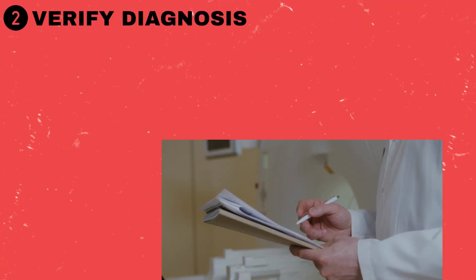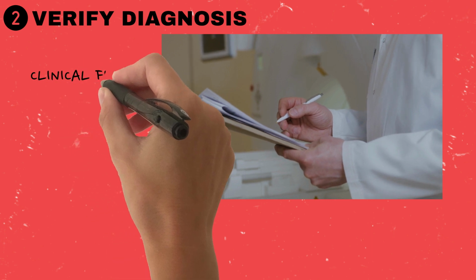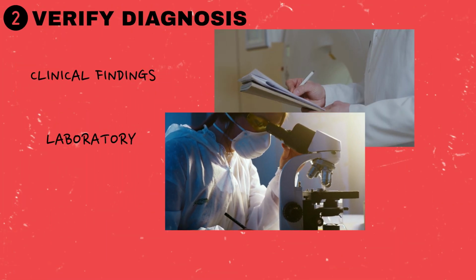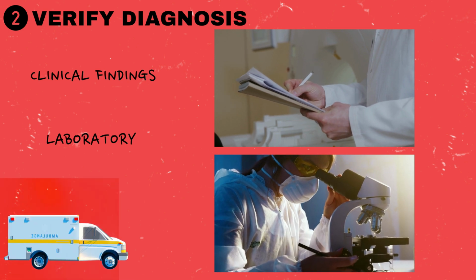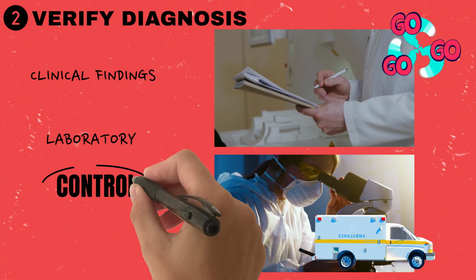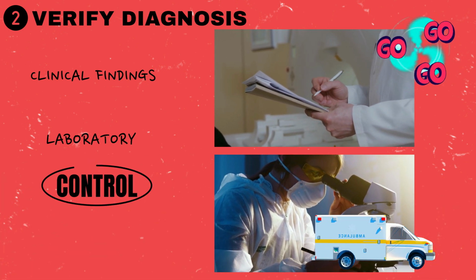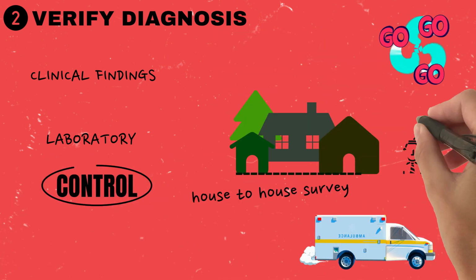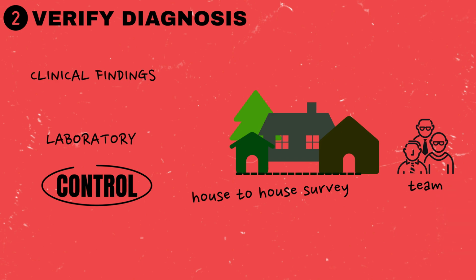The second step is to verify the diagnosis. This is usually done by reviewing the clinical and laboratory findings. It is possible that action to control the outbreak has already been taken by the local authority. To conduct the outbreak investigation and a house-to-house survey, we need to form a team.